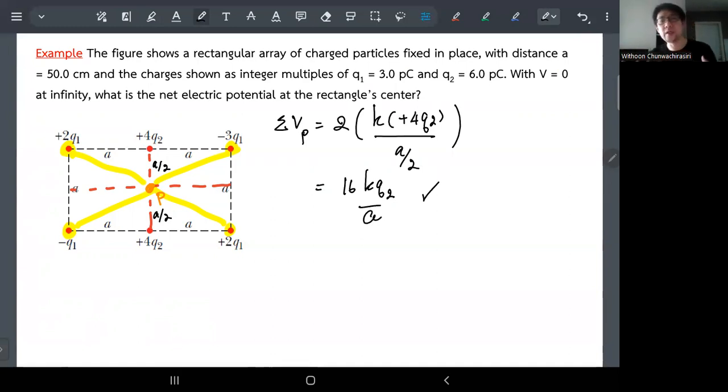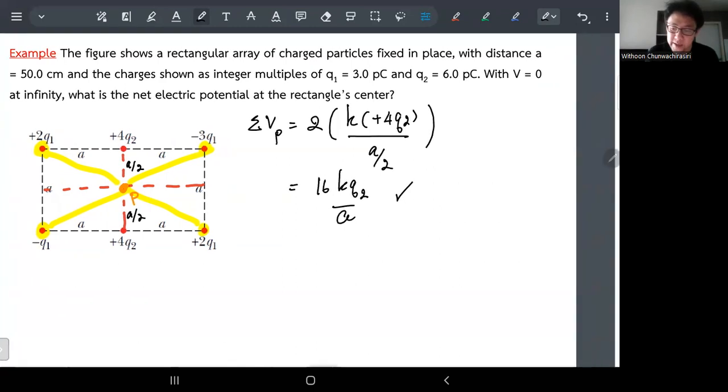This is a good example for you to see that calculating the net potential from arrangements of charges is very, very easy, in the sense that we don't have to worry about directions anymore. There are no components to break, no decomposition of vectors to come into play. Everything is so good. It's very nice. Okay, get going, guys.